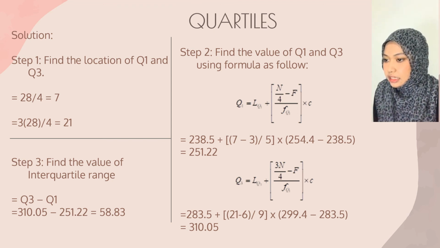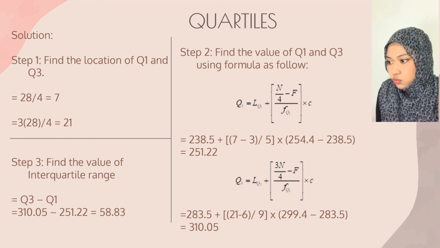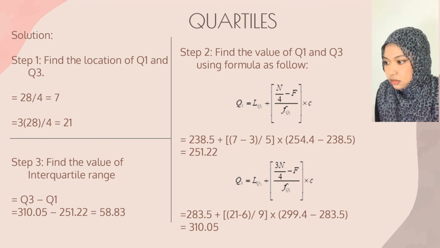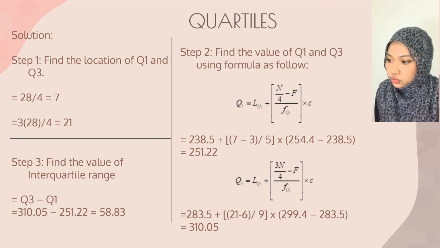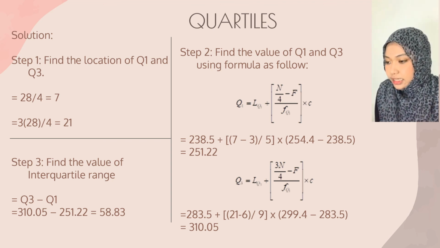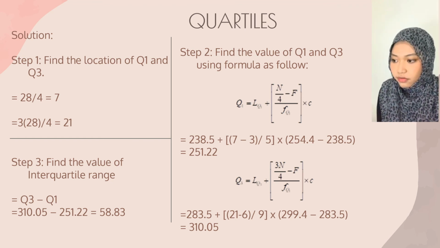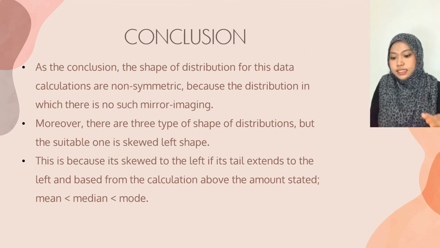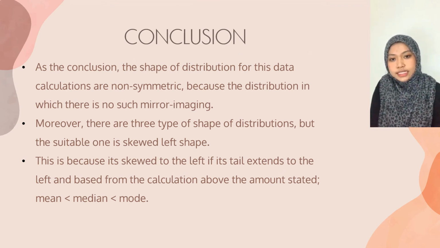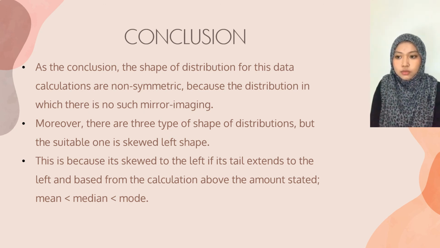You need to take the amounts of Q1 and Q3 from step 2, and replace them in Q3 minus Q1, which is 310.05 minus 251.22, and you will get the answer for the interquartile range, which is 58.53.